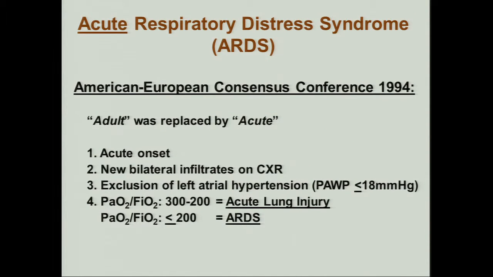About almost 30 years later, the Americans and the Europeans got together in the so-called... nowadays conferences have catchy names. Back in the day, it was simply the American-European Consensus Conference. The investigators there realized that by then, ARDS clearly wasn't a disease of just the adults. It clearly occurred in children as well. So they renamed ARDS from adult to acute. So now, since 94, it's called the acute respiratory distress syndrome.